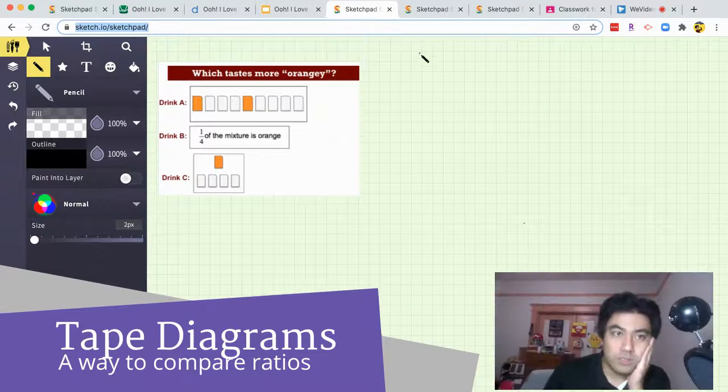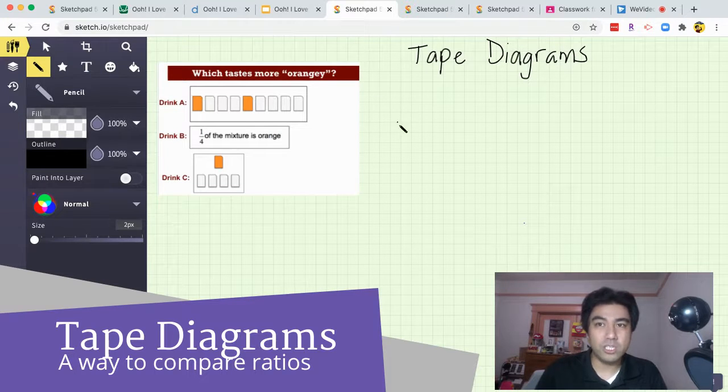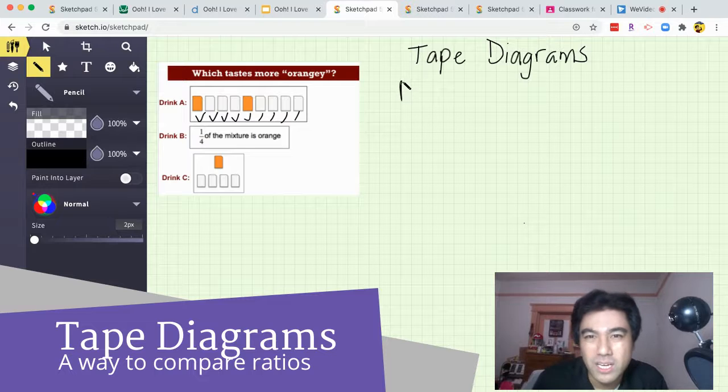So as one of the first strategies we're going to look at, it's called tape diagrams. Basically, tape diagrams are just pieces of tape, and you're very familiar with drawing pieces of tape because you've done it quite a bit, not just this school year, but probably in the past. So first I'm going to draw for drink A 1 2 3 4 5 6 7 8 9 parts. So I'm going to draw a rectangle and divide it into 9 parts.